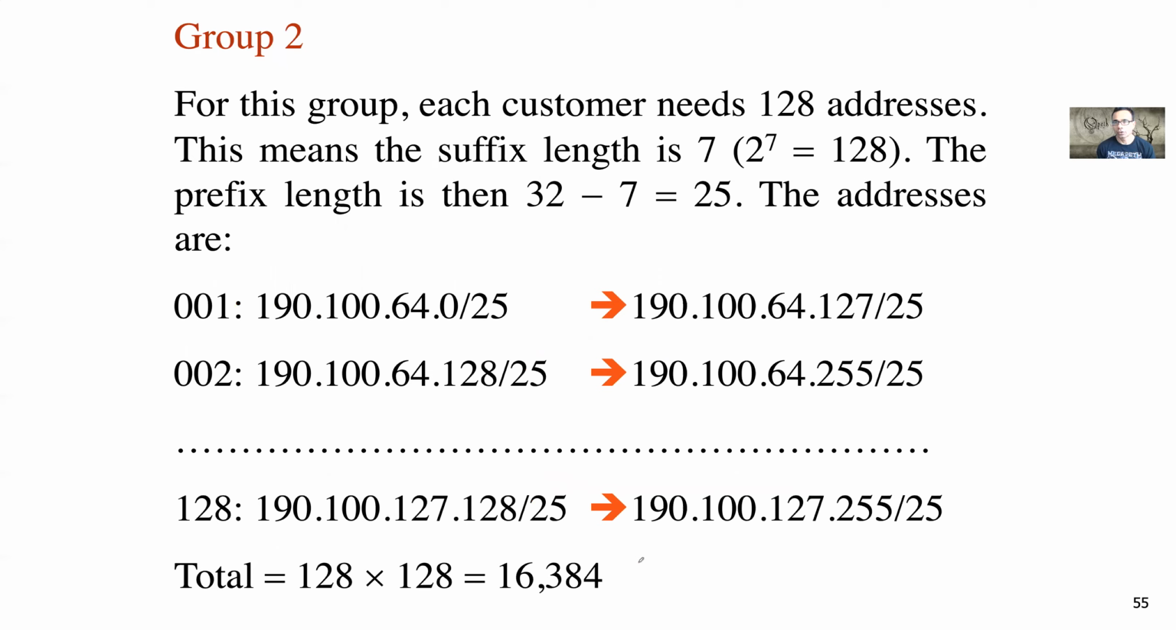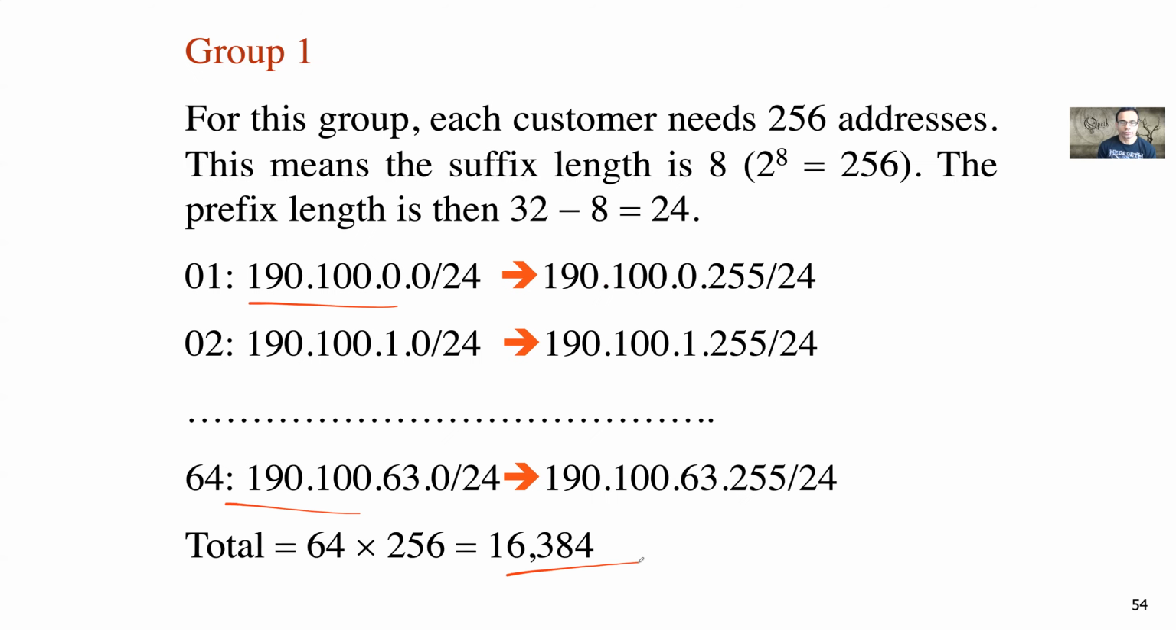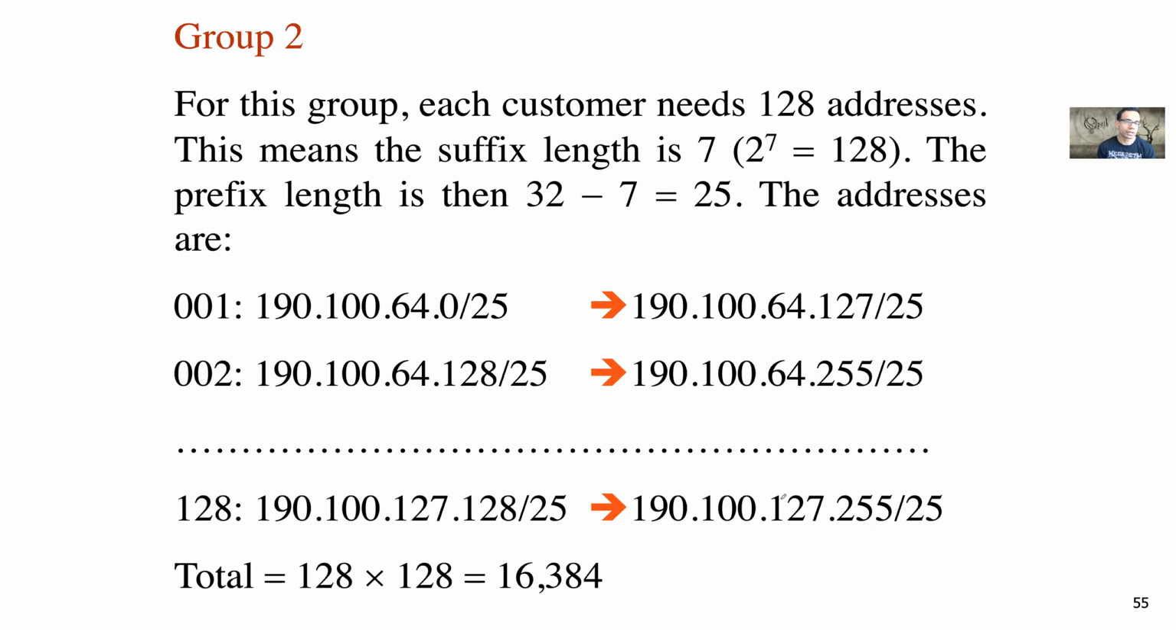And then for the second group, we need 128. This means we should be using /25, and the remaining 7 bits would be used for the hosts. Then you start off where you left off. We have allocated addresses up to 63.255 last time, so we start with 64.0, that's the next one. You keep doing that. In this case, you have 128 different blocks, as you see here.